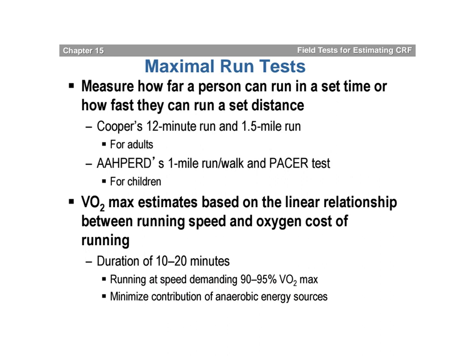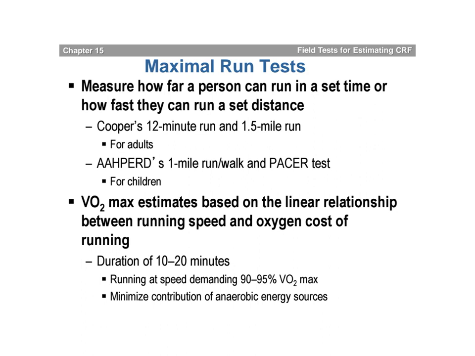The most popular field tests are maximal run tests. These measure how far a person can run in a set time or how fast they can run a set distance. So for adults, Cooper's 12-minute run is extremely popular. The people run for 12 minutes, and then you measure their heart rate at the end of the 12 minutes. And they're expected to run basically as fast as they can. So it's a maximal exercise. The other possibility is, Cooper has a test also, which is a 1.5 mile run. So they have a set distance, but now they're going to run that distance as fast as they can.